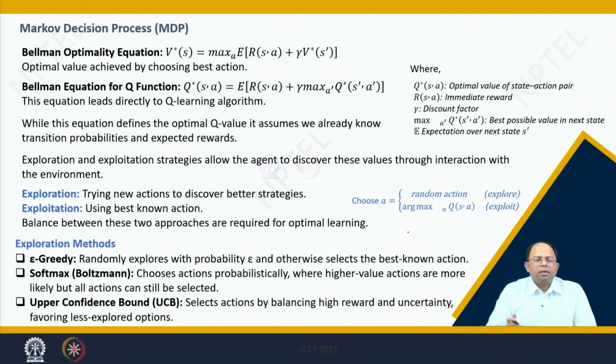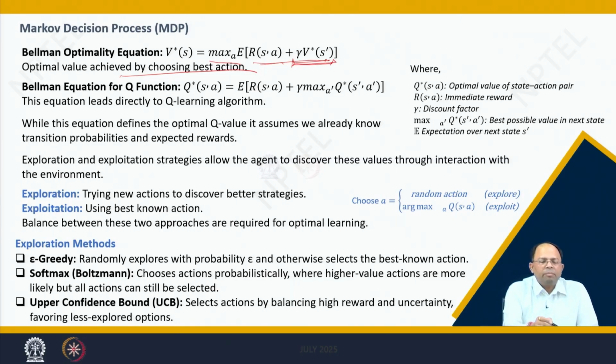So the Bellman optimality equation is where we are trying to find the best possible action. That is, we are trying to find the optimal value achieved by choosing the best action, which is given by V star S equal to the maximum over action A of the expectation of the current reward and the value of the future state, this particular S dash state.